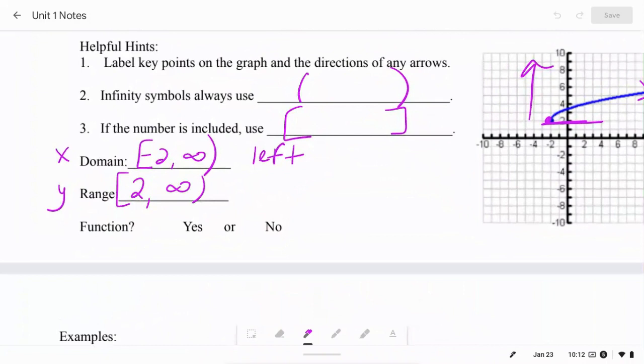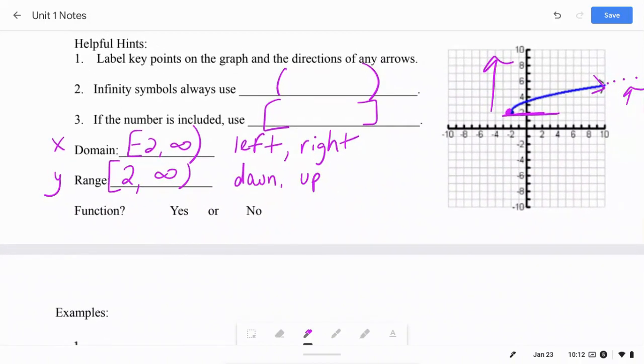Again, to review, the domain is how far to the left the graph is going, and then how far to the right the graph goes. Range is how far down the graph is going, and then how far up. And then the last thing we're going to look for is, does this graph pass the vertical line test? And it does. So therefore, this would be considered a function.